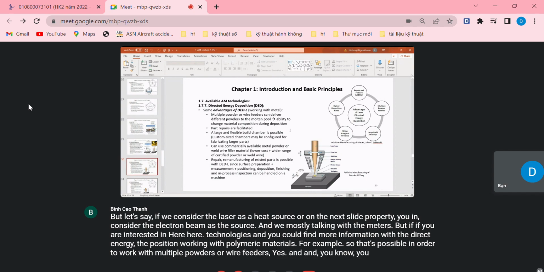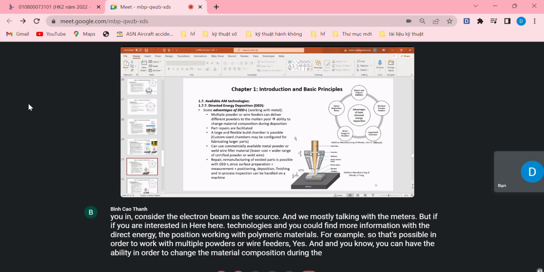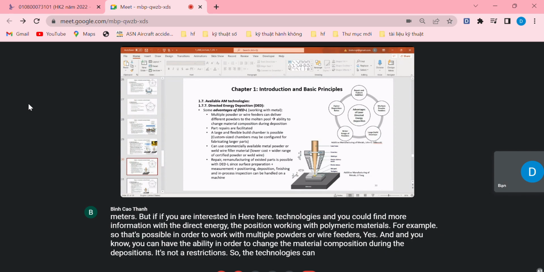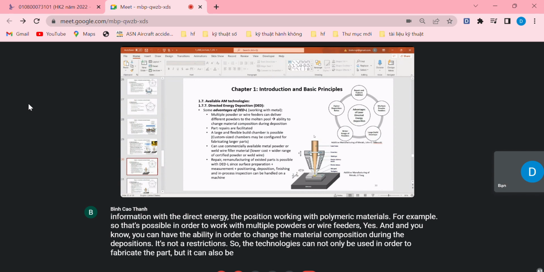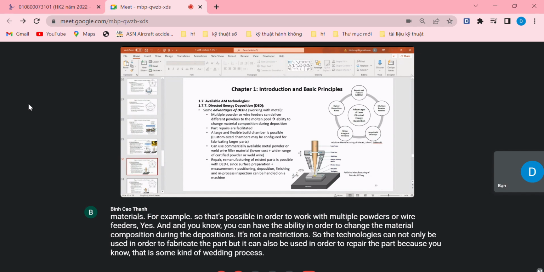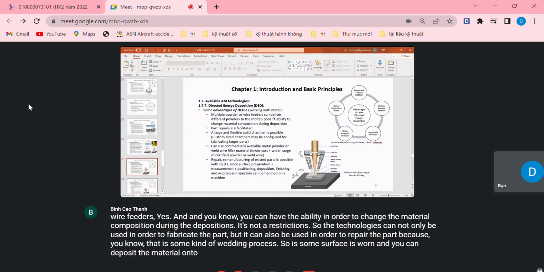And you have the ability to change the material composition during the deposition, so there are no restrictions. The technology can be used not only to fabricate the part, but also to repair the part, because it is some kind of welding process. If some surface is worn, you can deposit material onto it, then cut and polish in order to repair the part. So no problem.